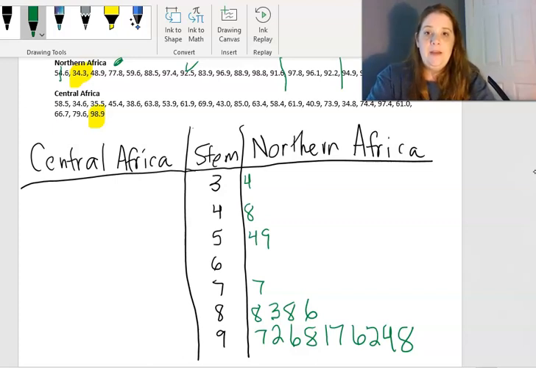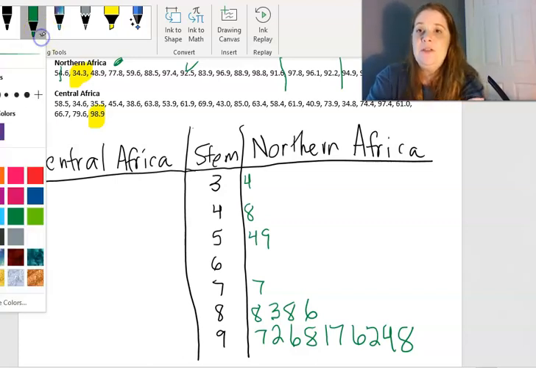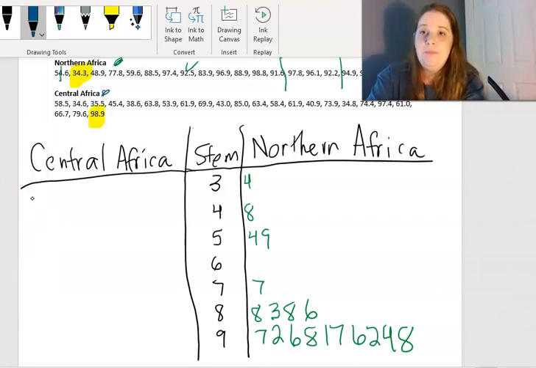Okay. And then I'm going to do the same thing over here for Central Africa, but I'm going to build those out to the left. So I'm going to do these in blue here. So 5, 8, 3, 4, 3, 5, 4, 5, 3, 8. Okay, that puts me to here.